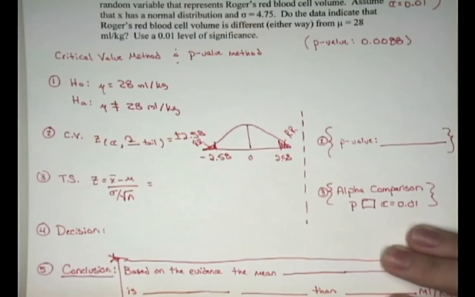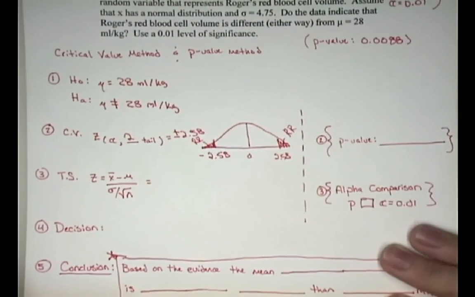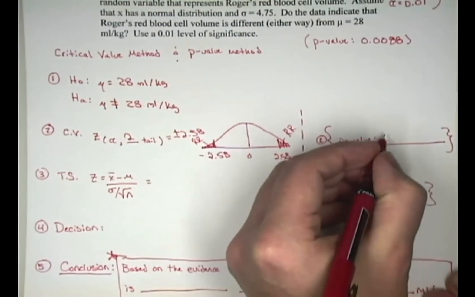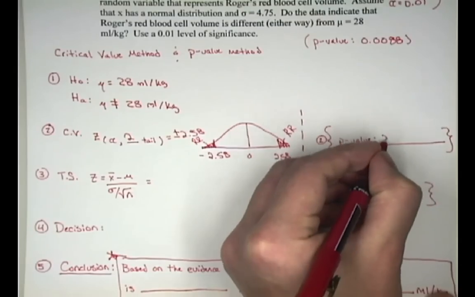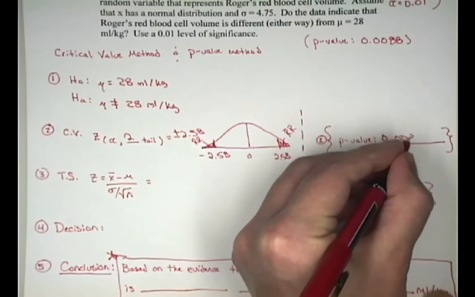Okay. Now if you're doing the p-value method, your graphing calculator can spit you out a p-value if you ask for a z-test. So the p-value it's popping up is 0.0088.